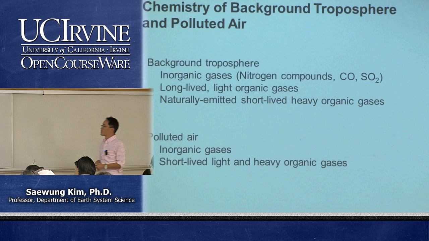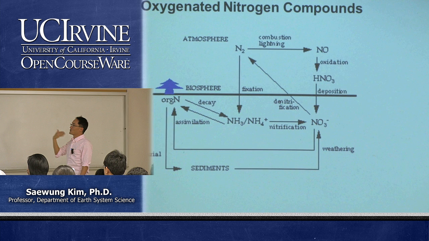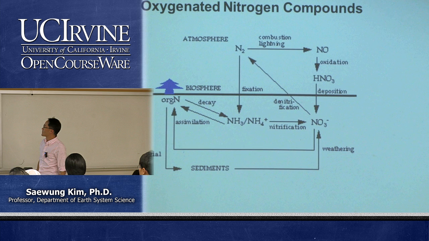So today we will just talk about the background atmosphere, and then next class we will talk about how people's pollutants can produce an excess amount of ozone that can be harmful to human health.